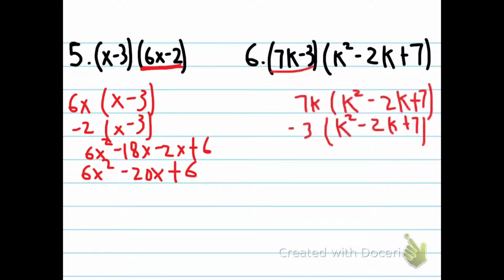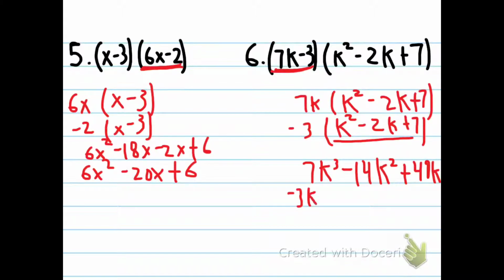Hopefully you got that. So for number 6, I'm using this polynomial to distribute with. So 7k to the third minus 14k squared plus 49k. Then for this one, negative 3k squared plus 6k minus 21. So now we're gonna combine everything.